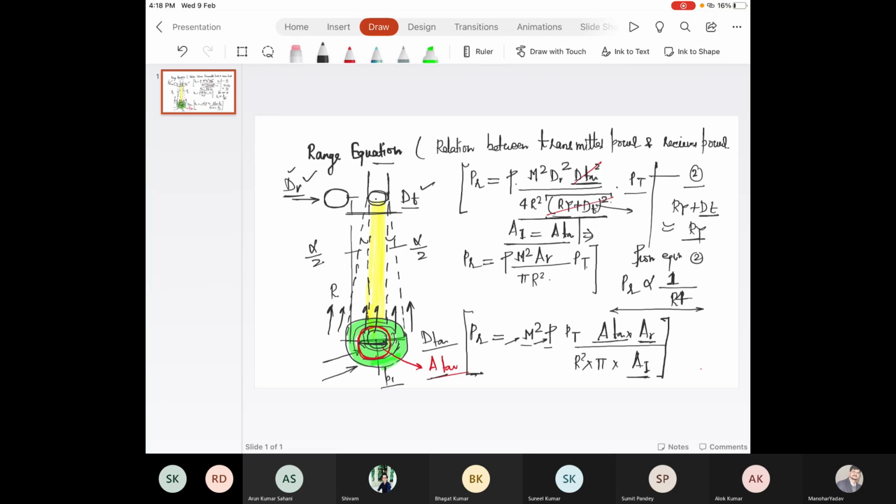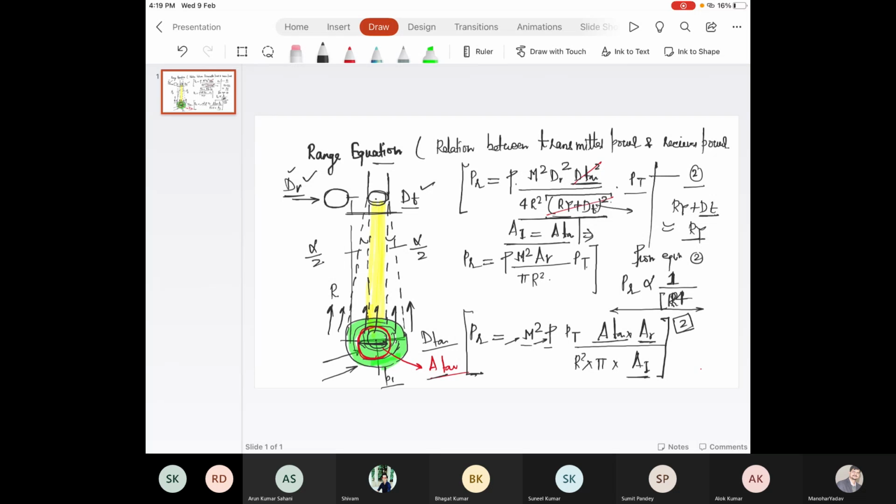It means if you increase the range, in that case, your power will decrease. Okay, it's not 1/4. I can say it is 1 divided by r to the power 4. Okay, so if you increase the range by 2 times, it's 2 to the power 4, 16 times your power will decrease.